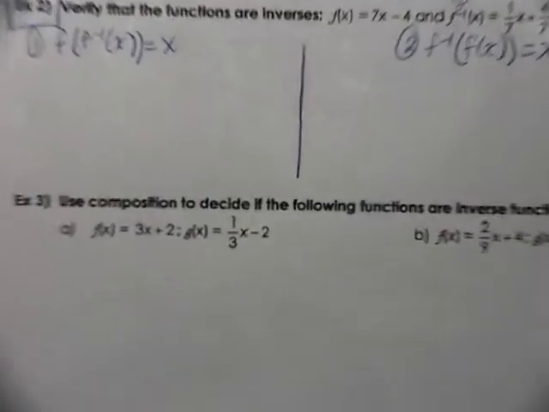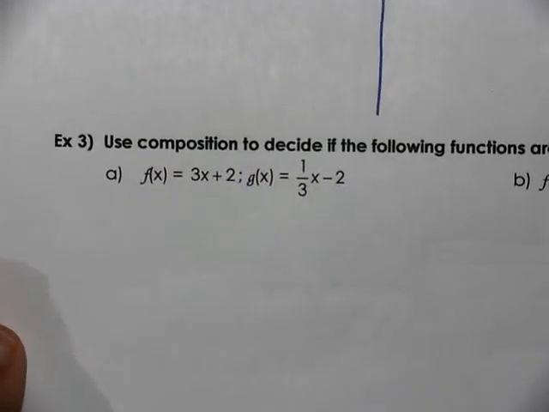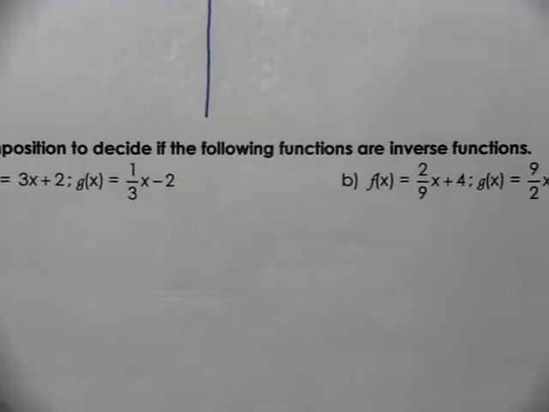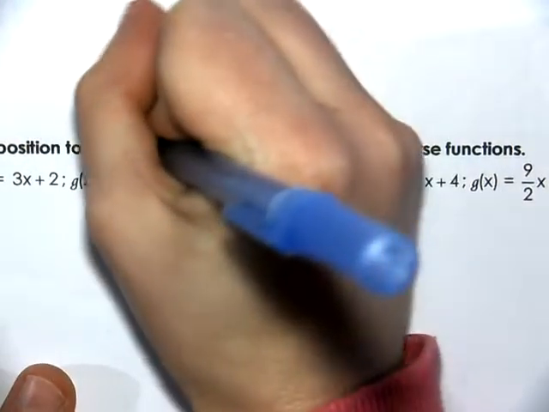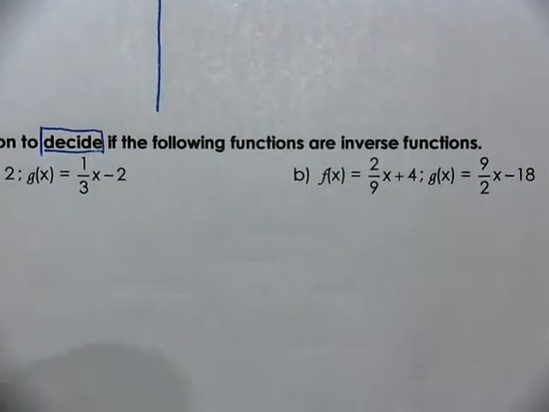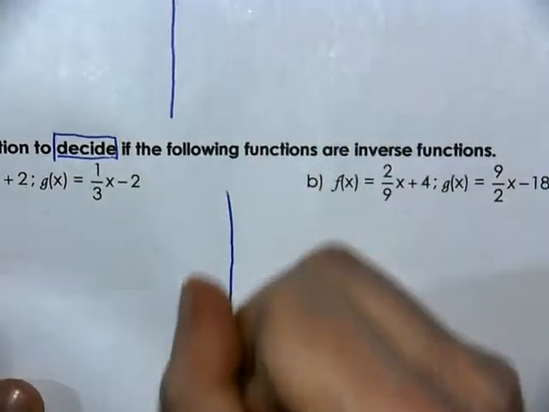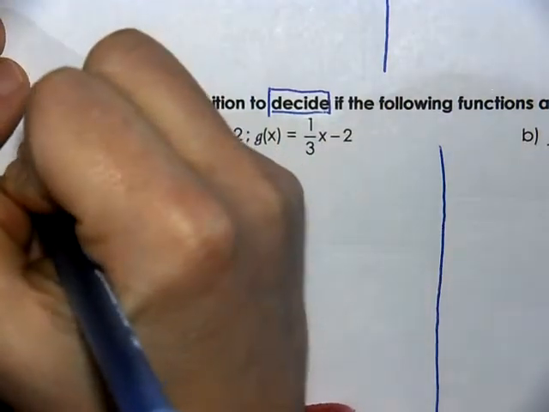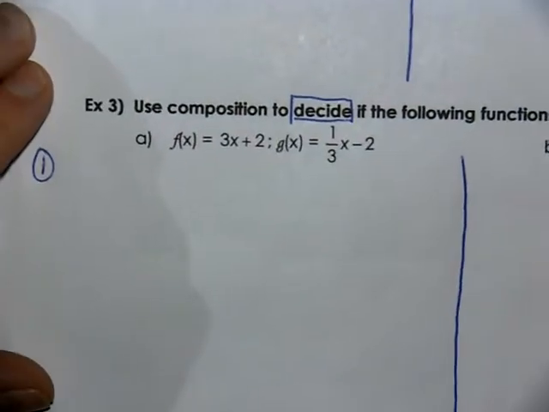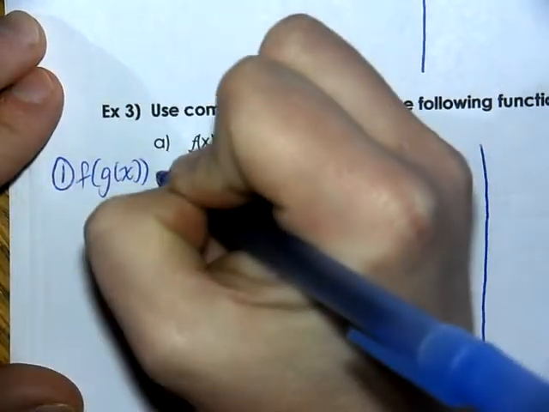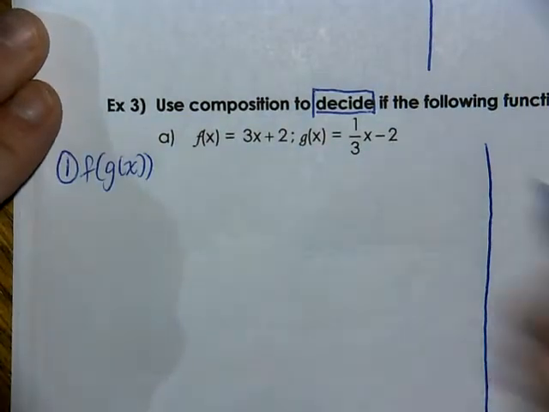Let's go ahead and move on to number 3. So for example number 3, we want to use compositions to decide if the following functions are indeed inverses of each other. So let's go ahead and look at letter A. The first thing I'm going to do is f of g of x, and I want to show that that is going to be equal to x.